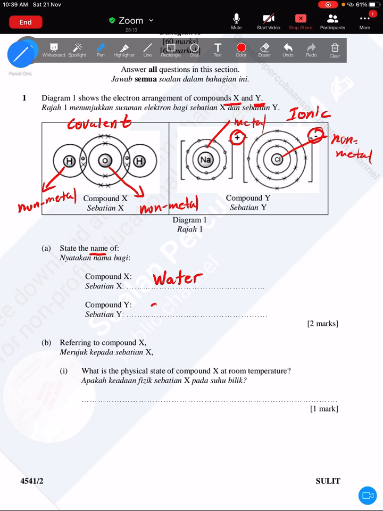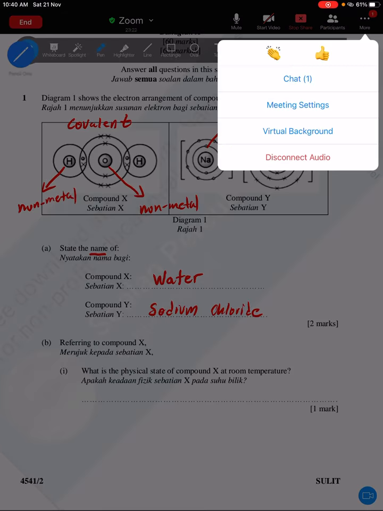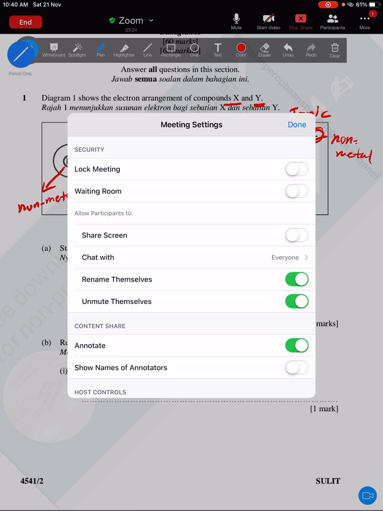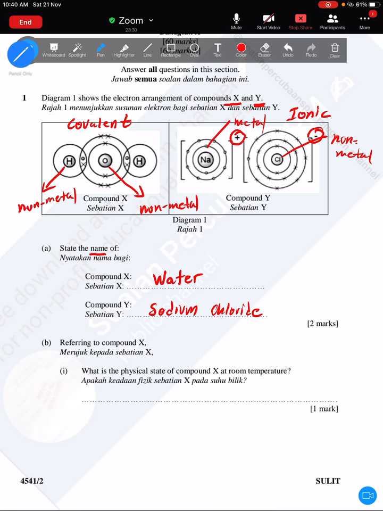Compound Y will be sodium chloride. It's sodium chloride. Name the compound. You cannot write the formula because they say name. Name means spell it out. Okay, very good. So, next one.